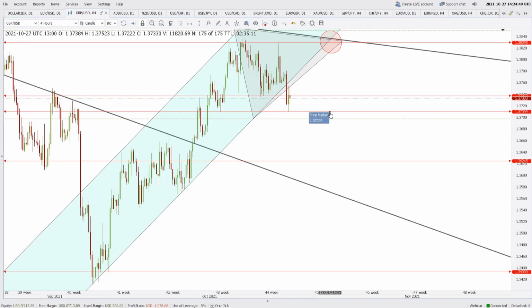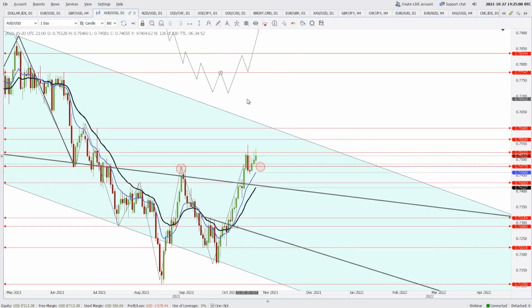From today's point of view, 1.3709 is the immediate support, and the immediate resistance is this dynamic support line. I'm calling it dynamic because the level changes as the time changes. And on the higher side we have strong resistance at the 1.3829 region.